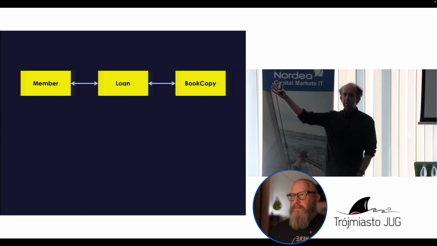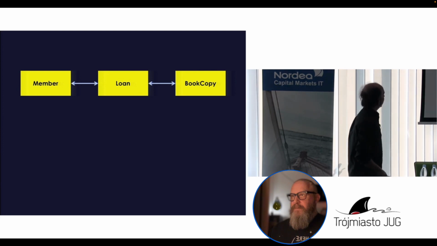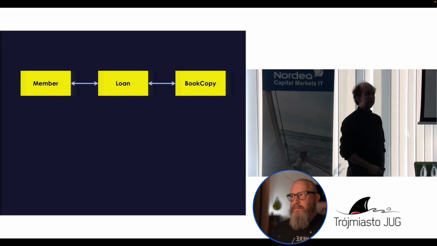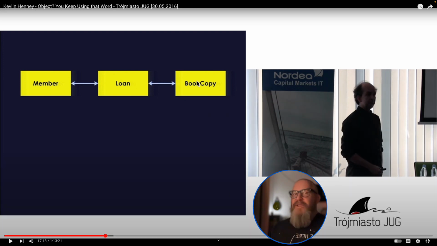I've had people go all the way through to code and tests with this one, and you have the idea of a member of a library who can loan a book copy. I would just call this book. I would leave this off. I would just call this book. We know it's a copy of a book. Every book is a copy of a book, so we don't really have to say book copy. I like to put at the end what it actually is.